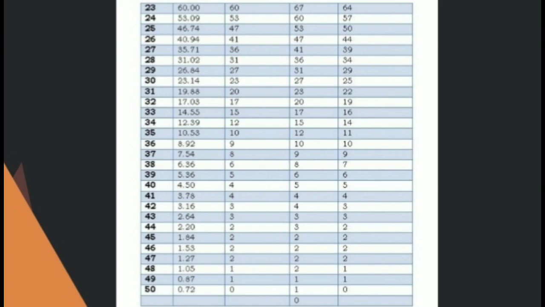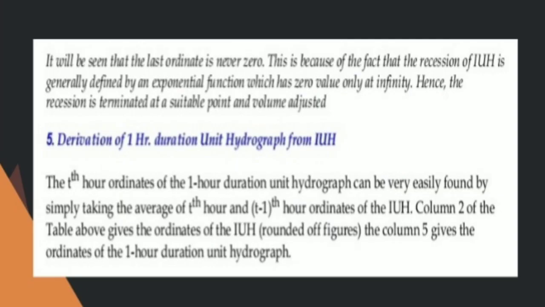It will be seen that the last ordinate is never zero. This is because the recession of the IUH is generally defined by an exponential function, which has zero value only at infinity. Hence, the recession is terminated at a suitable point and the volume adjusted.